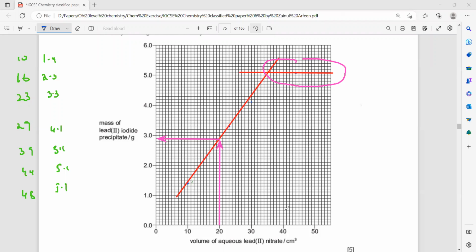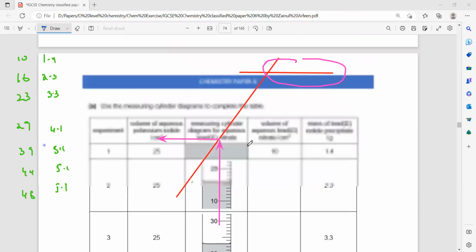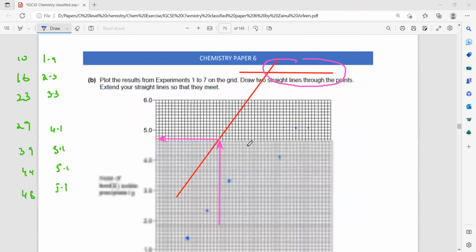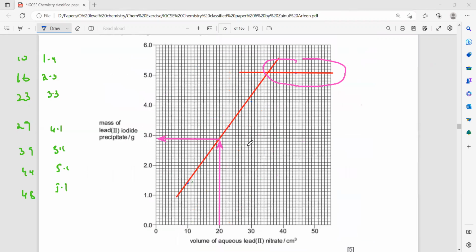You can clearly identify it because we are increasing the amount of lead nitrate, and the other reagent was what? Lead nitrate was reacting with potassium iodide. So it means the potassium iodide ran out. Yes, potassium iodide is used up, because we are increasing the amount of lead nitrate but we don't find any change. So we can conclude that at this point the potassium iodide is used up, as potassium iodide is the limiting reagent.